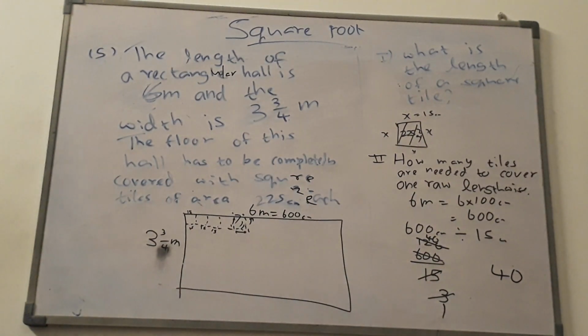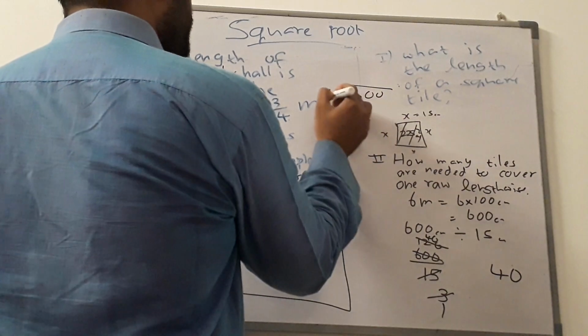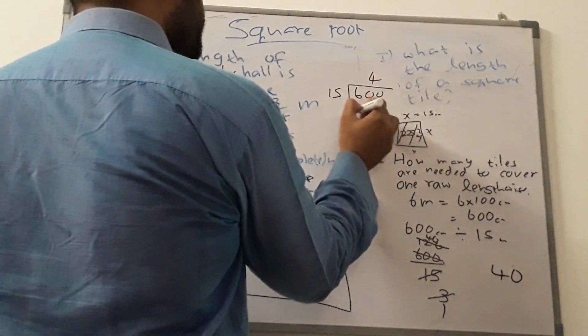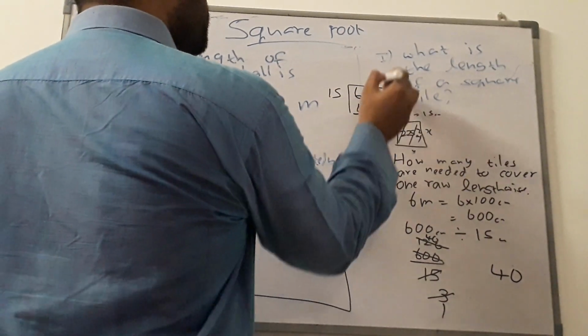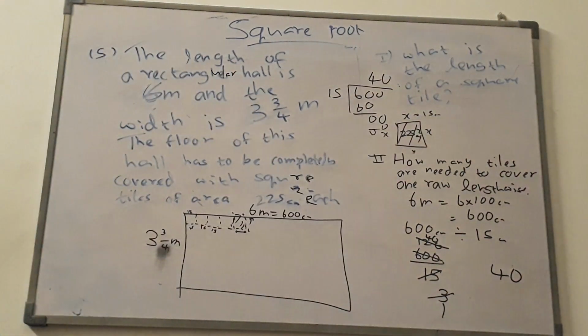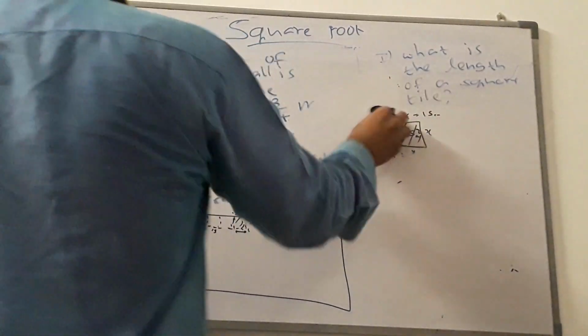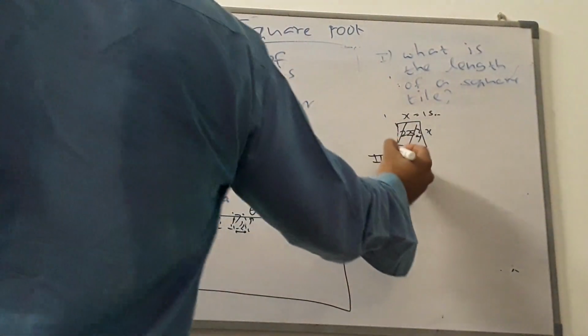Or you can straight away do the long division. 600 divided by 15, 15 times 40 is 600. So you get 40 tiles. So for the second question, the answer is 40.